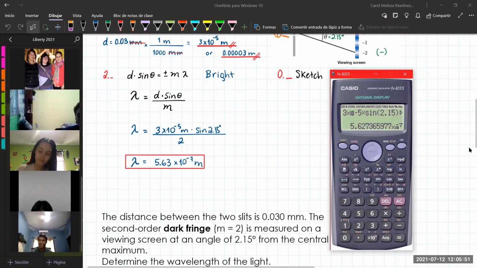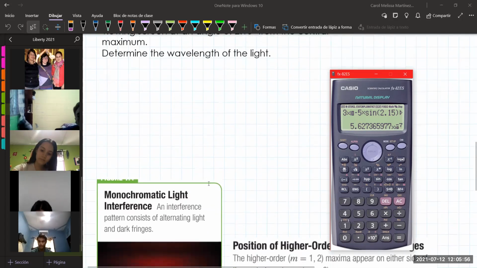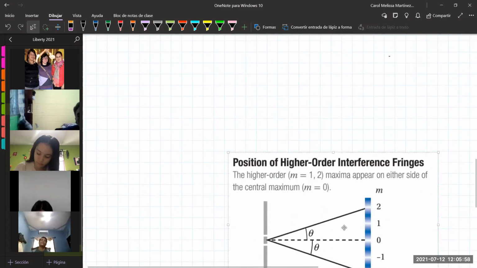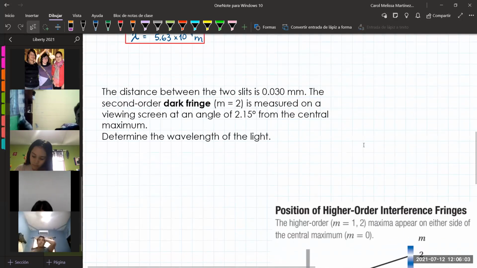Now, the problem changes a little bit in this case. Take a look. It's almost the same problem, but it says dark fringe instead of bright fringe. So that's the only difference in this exercise. Because it says dark fringe, the equation that we will be using is going to be the second one.